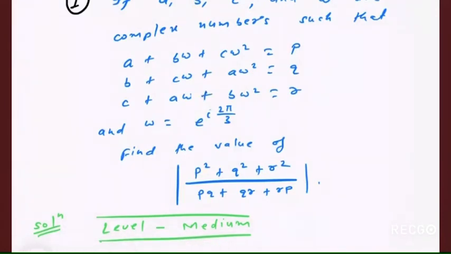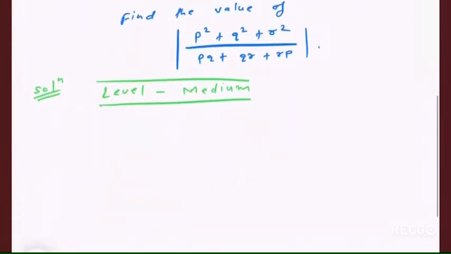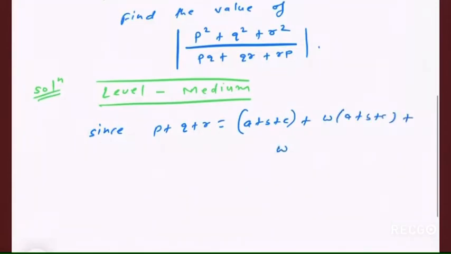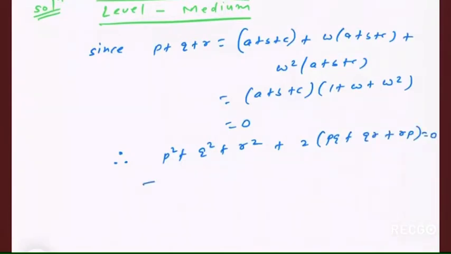You can observe from the given three expressions that if you add the three expressions term by term, I mean P plus Q plus R, then you are getting A plus B plus C, plus omega times A plus B plus C, plus omega square times A plus B plus C. Taking A plus B plus C common, we are getting 1 plus omega plus omega square, which is equal to 0. We all of us know. So the question is sorted now. Squaring both sides, we are getting P square plus Q square plus R square plus 2 times PQ plus QR plus RP, that is equal to 0.